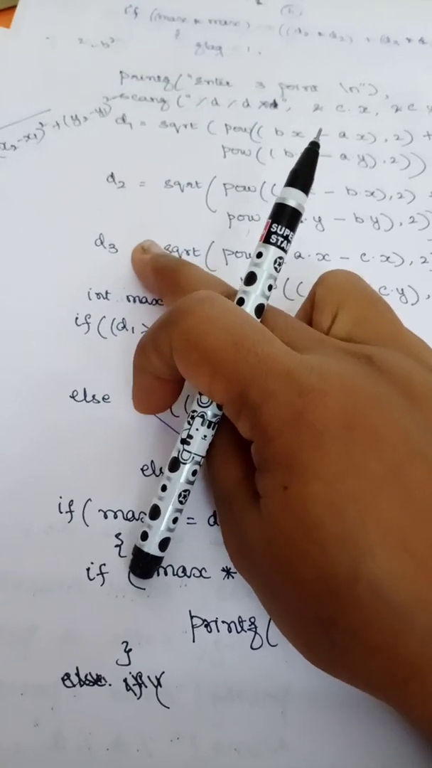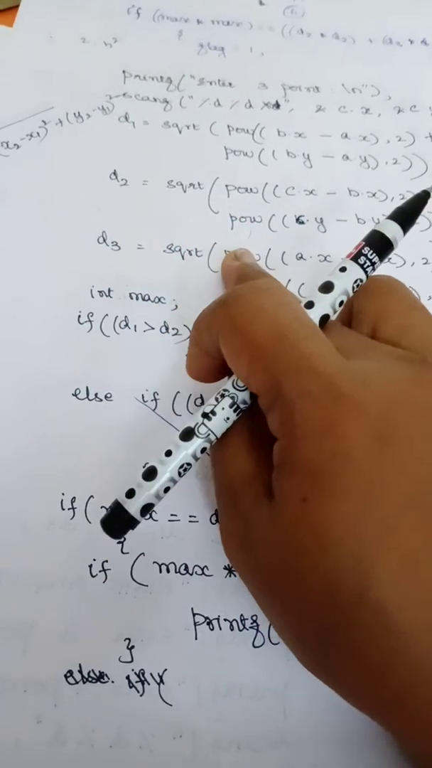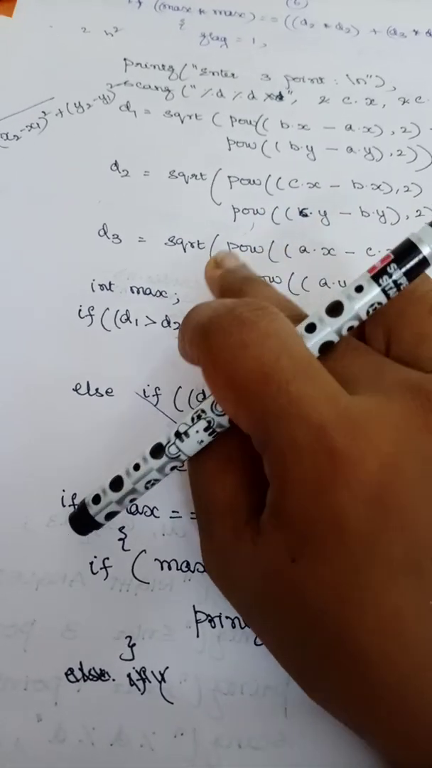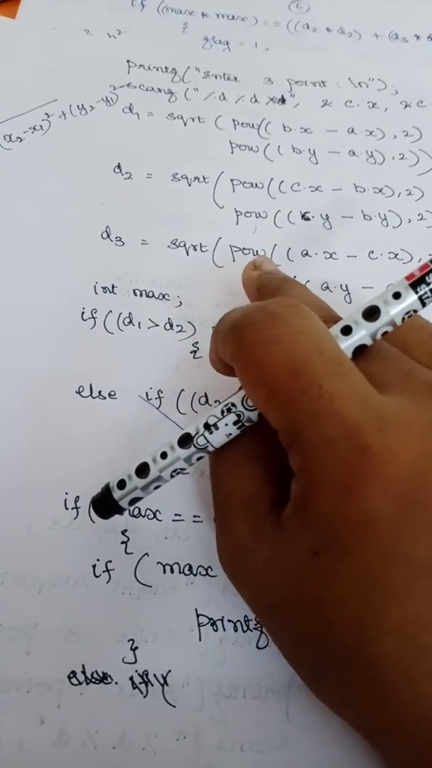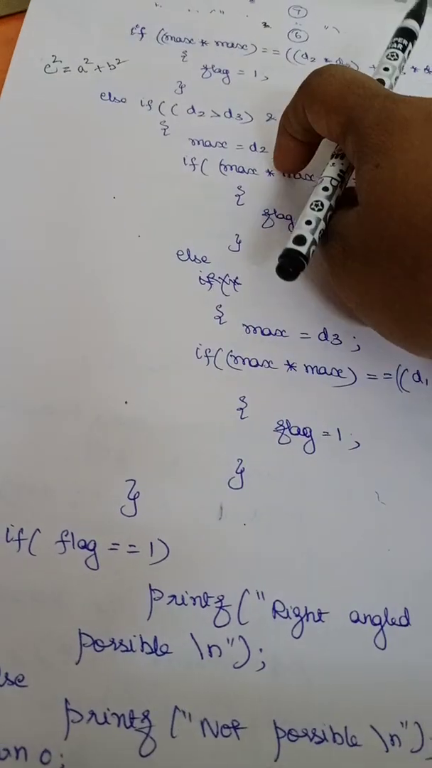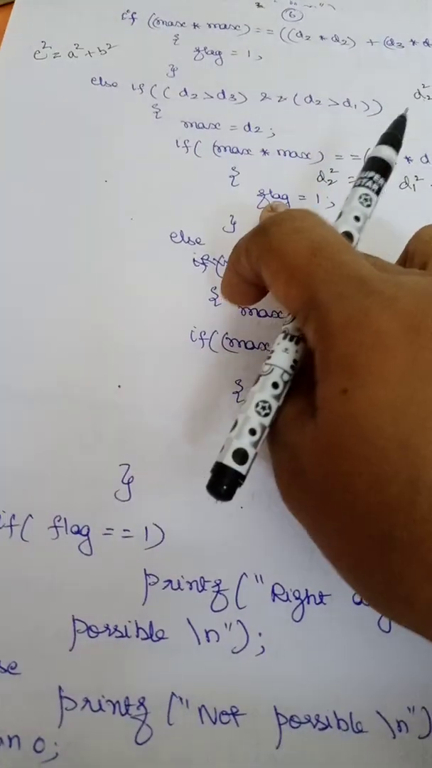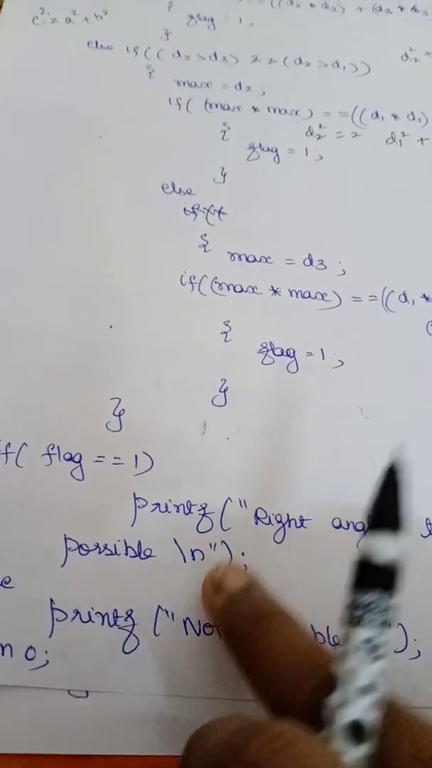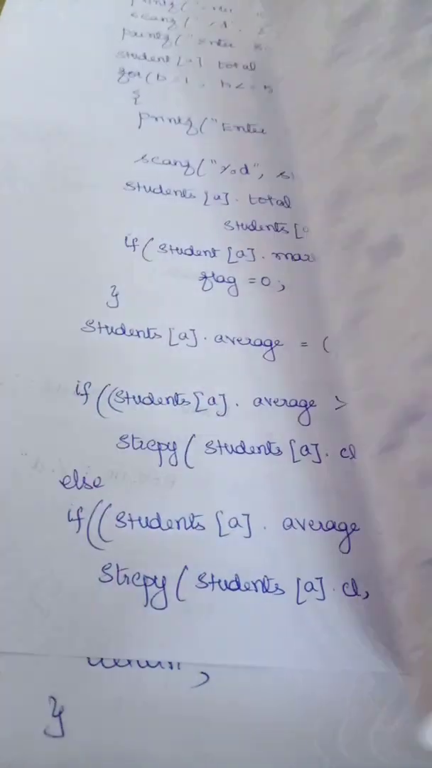We know that we need to check a square plus b square equal to c square. So which two values do we need to take to make it equal to c square? For that you can find the greatest of three numbers. So find the greatest of three distances, and then calculate whether it is equal to the sum of squares of the other two distances. If that is the case, make flag equal to 1. If flag equal to 1, print it is a right angle triangle, else print not a right angle triangle.